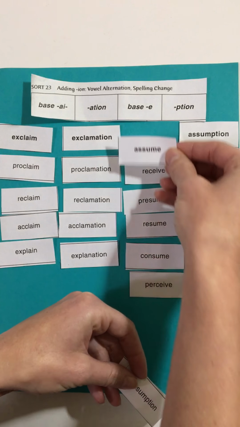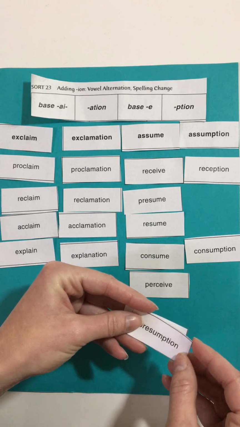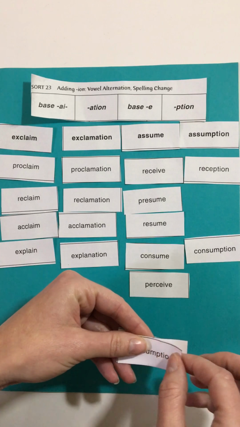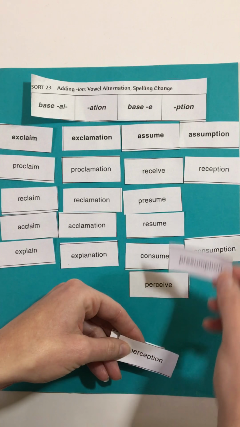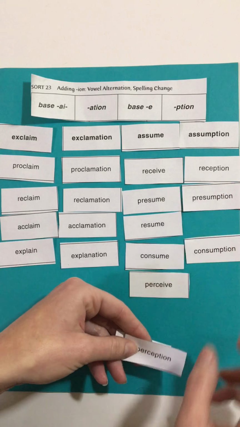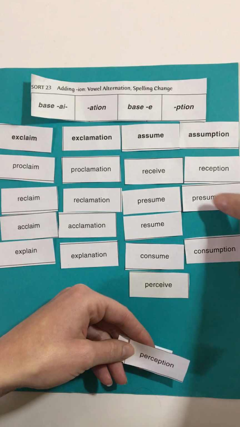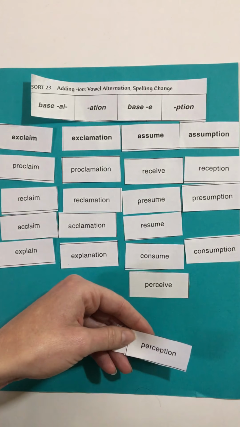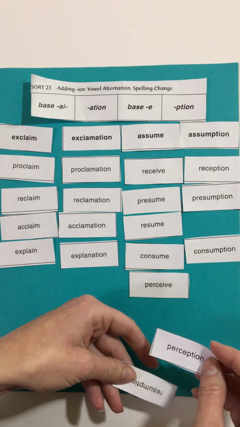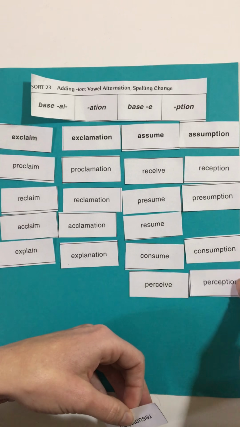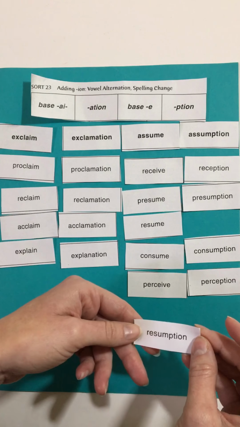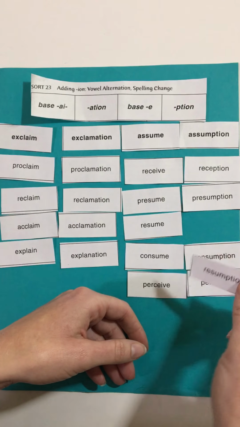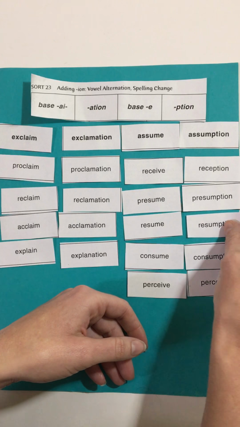Here's our other keyword, assume. To think something without asking any questions. You just assume that something happens a certain way. Presumption, very similar to presume. Presumption, it's got that prefix pre, to think something before it really happens. Perception, with perceive, and resumption, which must go with resume, resumption.